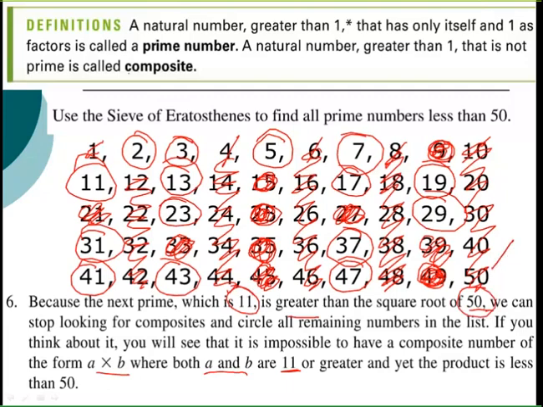So in other words, if you get to a number and you square root it, 49 square rooted is 7. And so the next prime number past 7 is 11. So basically the numbers between 7 and 11, if we go one past the square root of 50, 50 is just bigger than 7.